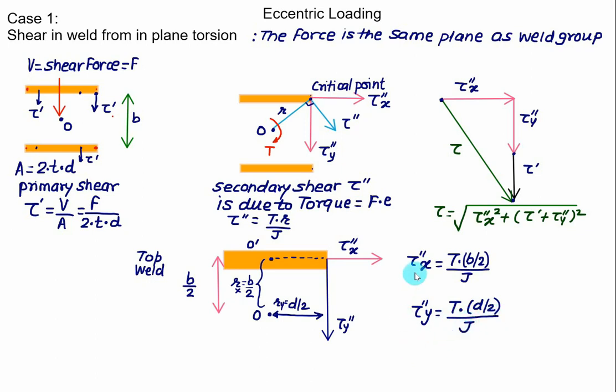In this fashion we can calculate tau double prime x as T multiplied by b by 2, where b by 2 is the vertical distance between O and O prime, and tau double prime y we can calculate as torque multiplied by d by 2 divided by polar moment of inertia J. So independently calculate here the value of tau double prime x and tau double prime y. Use this vector diagram, calculate the final value of tau, that is the resultant shear stress.